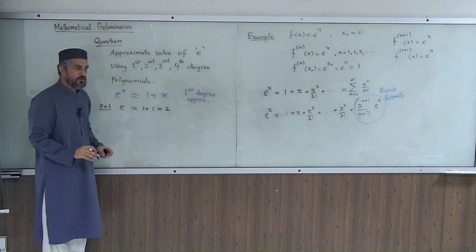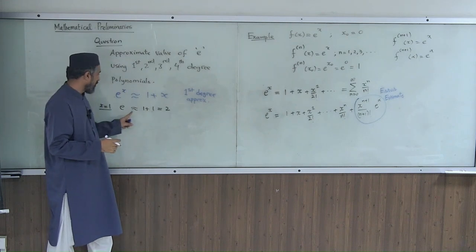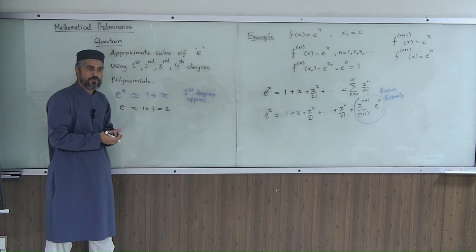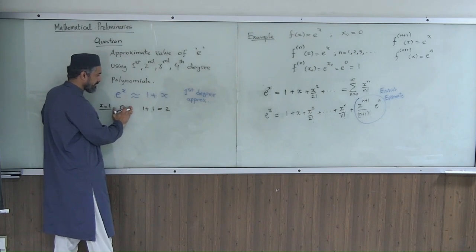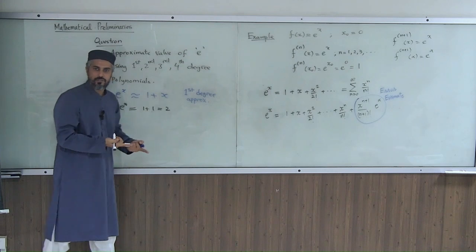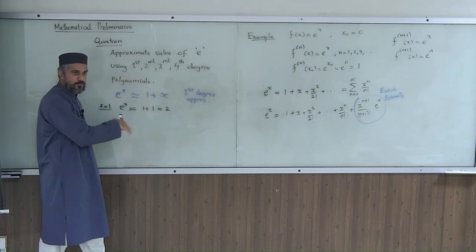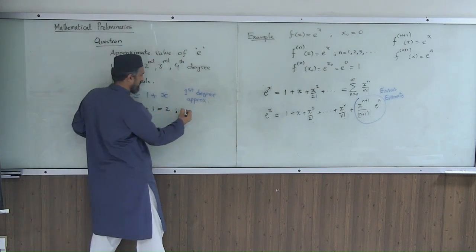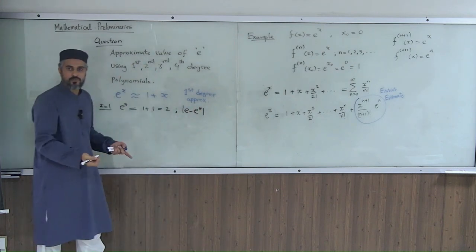If you go to your calculators, you have an idea how much the value of e will be. Approximately, it will be 2.71. So what is this, by the way? If I just omit the approximate sign, this is the approximation of e. This is the approximate value of e. So what is the error? e minus e star. This is the absolute error.